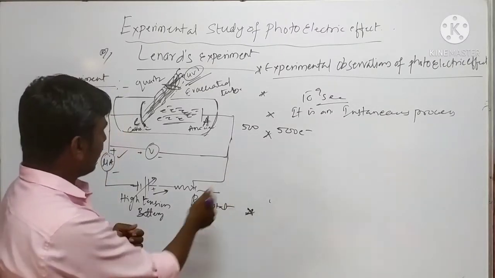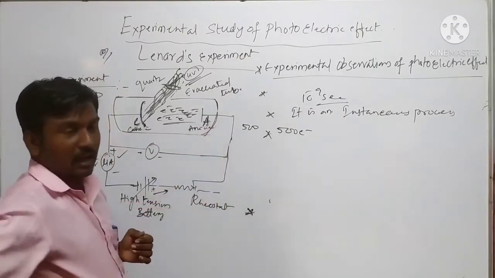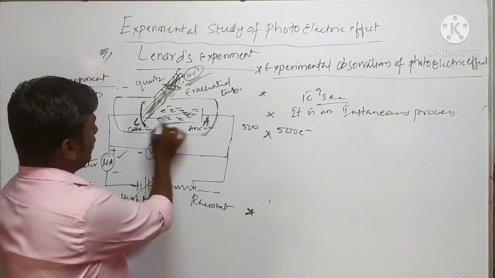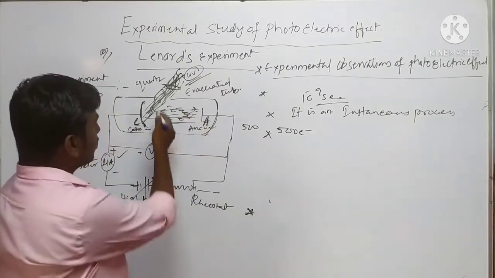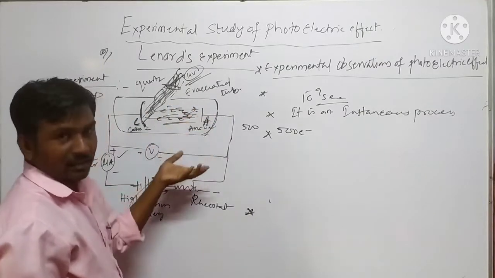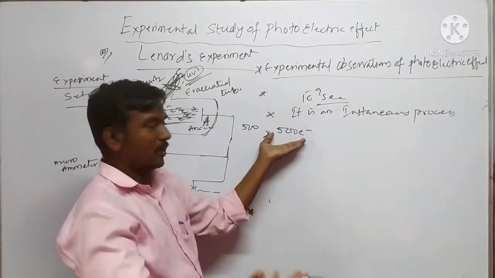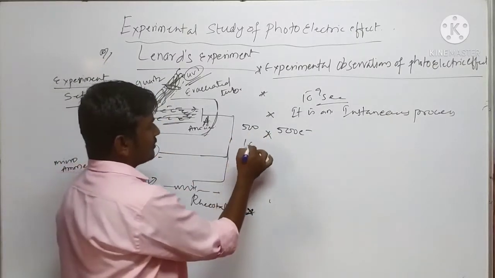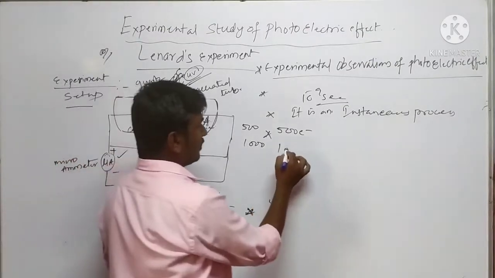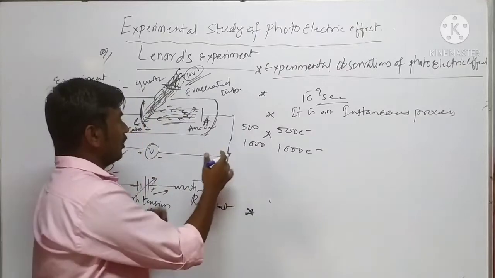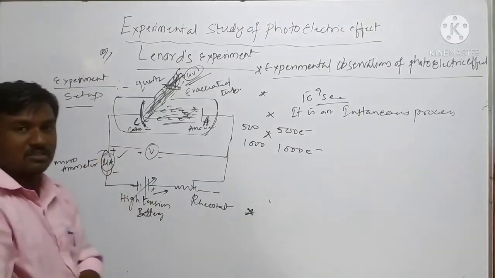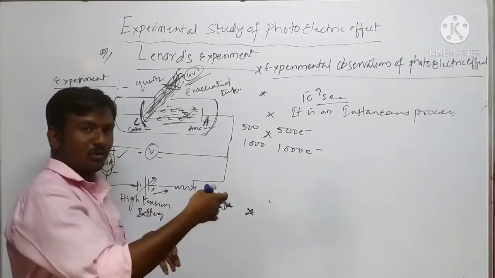So when we apply positive potential to the anode, there is a flow of electric charges due to the incident photons. There is ejection of electrons here. For example, if 500 photons fall on the metal surface, then 500 electrons will be ejected out. Due to collection of electrons at the anode, they will produce current. That current is called photoelectric current.